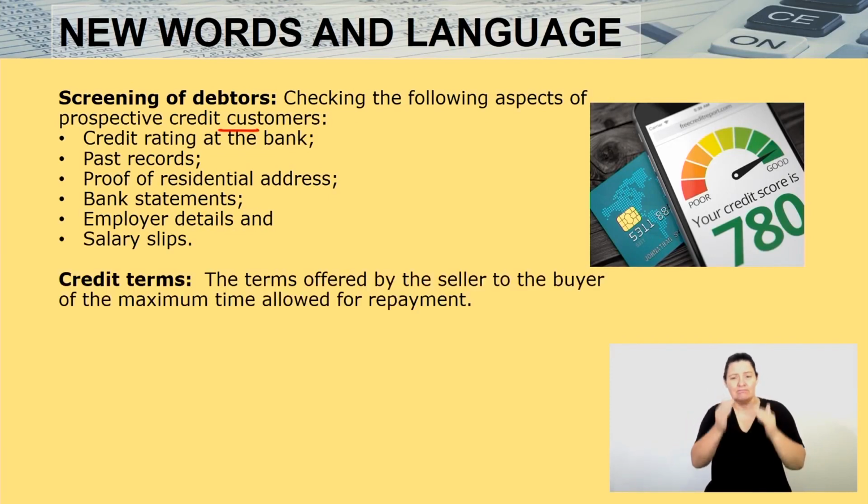Now, the next term is credit terms. What are credit terms? The terms offered by the seller to the buyer of the maximum time allowed for repayment. In other words, when you buy goods on the 1st of January, how many days do you have to pay? Those are your credit terms.